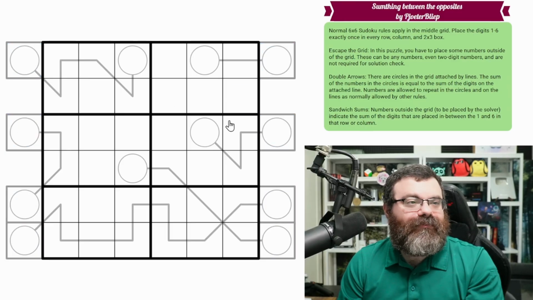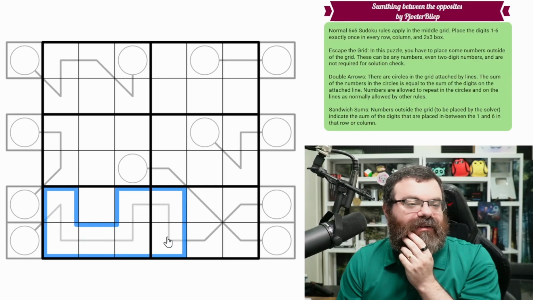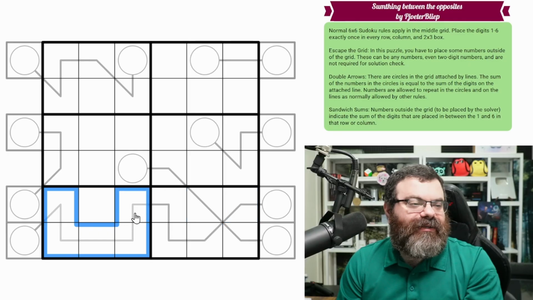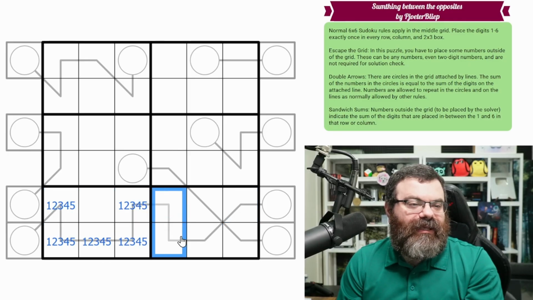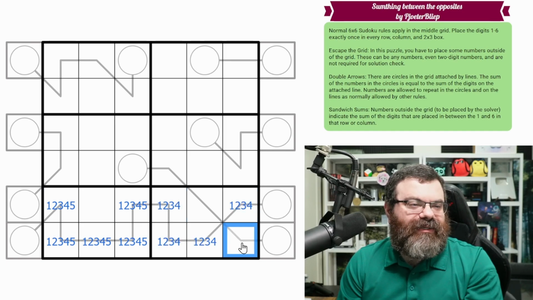Let's see. This is an extremely long double arrow. So let's think about the minimum sum here. This could be 1 through 5 for the box. And then this can be 1 through 4 for the box. That will put a 6 here. And it could be a 5, 6 pair here and a 6 here. So yeah, it would be 6, 5, 6.